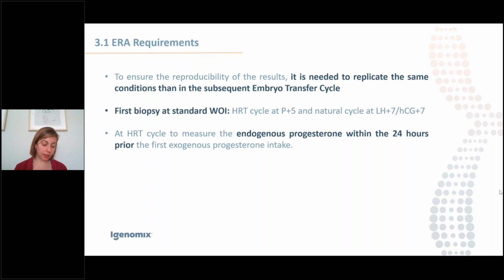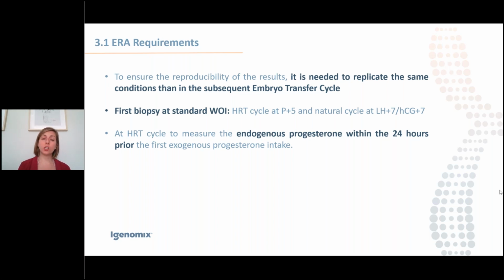Yeah, there is an issue. We did a pilot study in 2015 in which we didn't detect any correlation between the progesterone value on the day of the biopsy and the ERA result. One year ago, another clinic in an external analysis had the same result. There is no correlation between the serum progesterone level on the day of the biopsy and the ERA result. So we have not taken into account the progesterone level at P+5 during the transfer to take any decision.